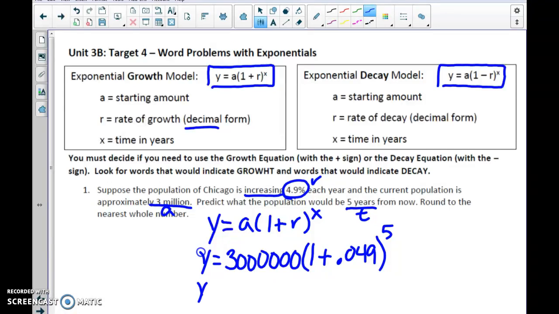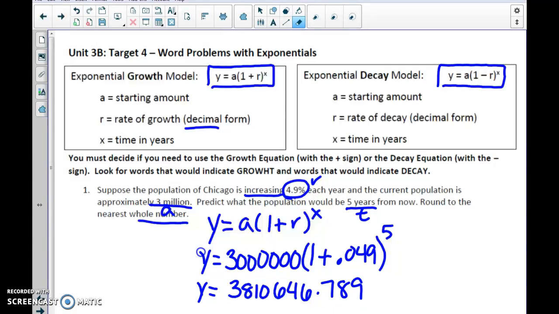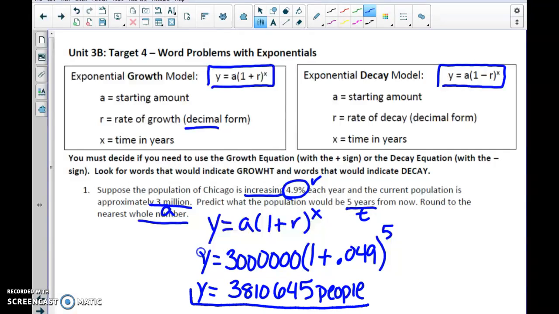And so you will get an answer of 3,810,646.789. But since we're talking about population, we want to round to the nearest whole number. So because you have a 0.7, you're going to round up to 3,810,645 people within 5 years. Make sure you label it because it's a word problem, but that's as hard as it's going to get.